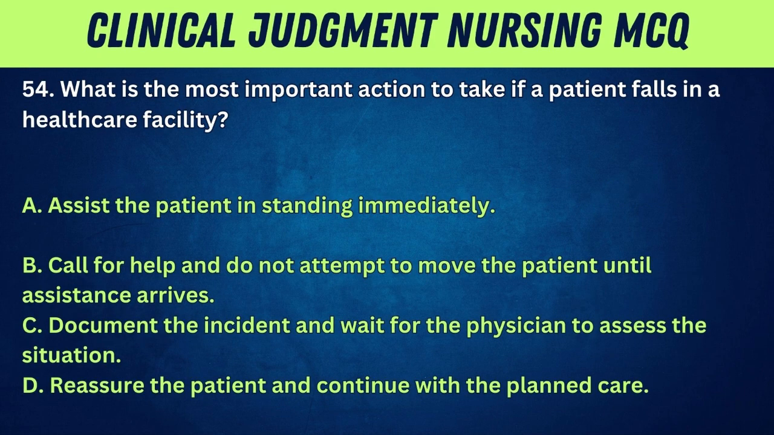54. What is the most important action to take if a patient falls in a healthcare facility? A. Assist the patient in standing immediately. B. Call for help and do not attempt to move the patient until assistance arrives. C. Document the incident and wait for the physician to assess the situation. D. Reassure the patient and continue with the planned care.